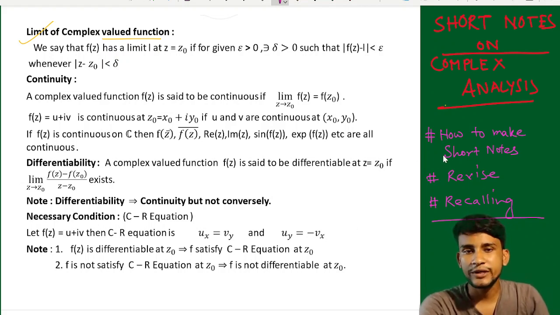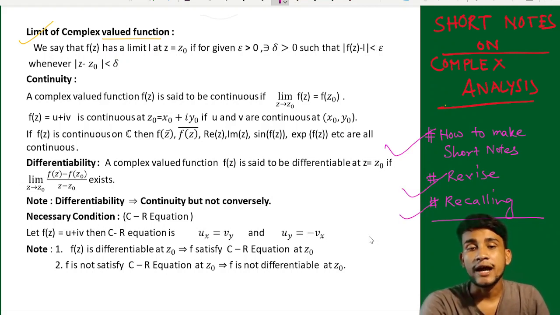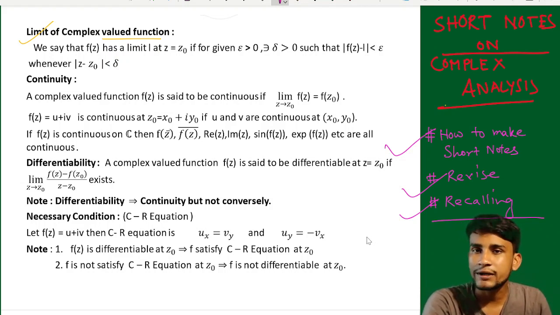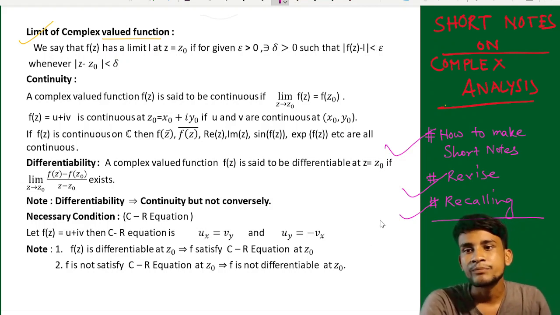In this video, I will show how to make short notes, revise, and recall concepts for the CSIR NET. This video is based on short notes on complex analysis. From it you can get an idea of how to make short notes, revise, and recall the concepts. You can say this is the full complex analysis in one video. Some terms, concepts or results may be missing, but this is the overall idea of how to make short notes and so on. So let's start with complex analysis, revision and recalling.